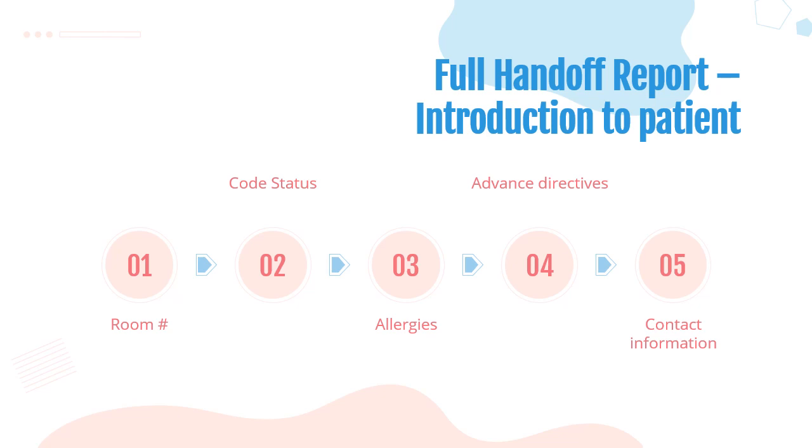So what's included in a full handoff report? First, you want to introduce the patient. You want to say their room number, their code status, any allergies that they might have, advanced directives and where that nurse can find them, and finally contact information. Now I don't always mean the patient's contact information. A lot of times this is pertinent family contact information, especially if the patient can't make medical decisions themselves.